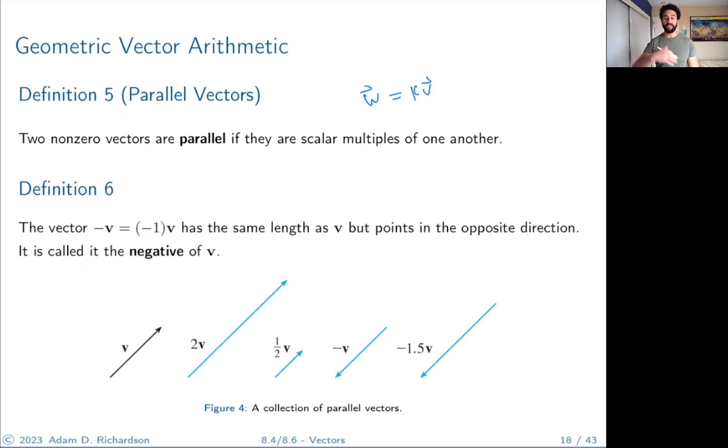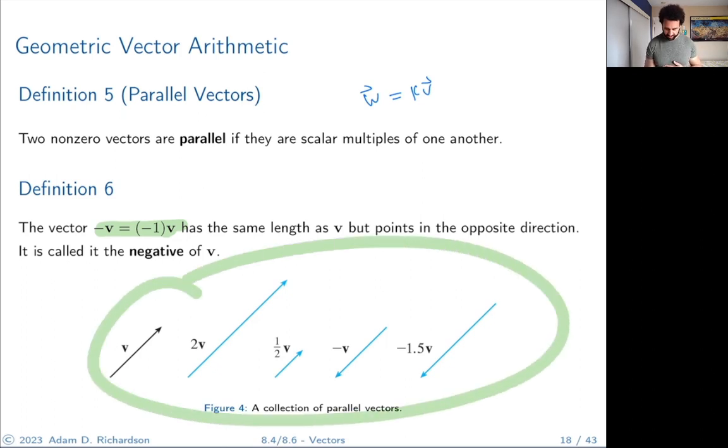Also, we can talk about negative vectors, right? The vector negative v is defined as multiplying the vector v by the scalar -1 to turn the direction around. Because the scalar is -1, it does not change the length of the vector, it just changes the orientation by flipping it, literally the opposite direction. It's called the negative of v, or the opposite of v.